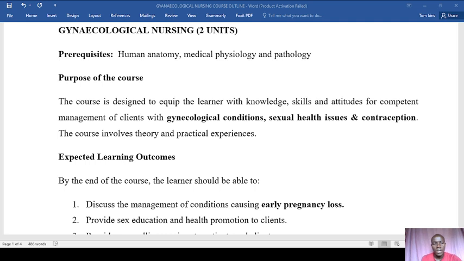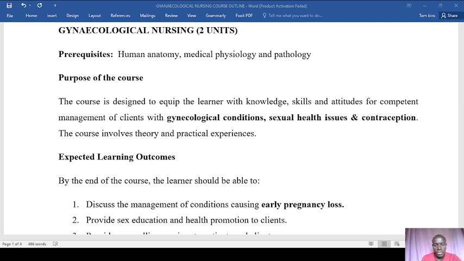Today we are looking at the course outline for gynecological nursing. Gynecological nursing is a two-unit course, and this will be involving the OBS-GYN nurses. These are just registered nurses who simply work alongside the OBS-GYN physicians, and their role is just to provide prenatal, postnatal, and reproductive health care to female patients from puberty, during and after pregnancy, and through menopause and beyond. They simply assess and triage patients and treat all female health issues.